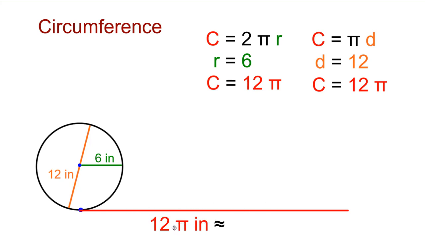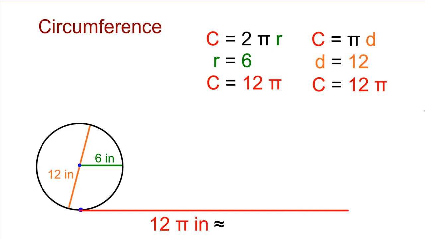Now, notice this is exact. So 12 pi, because we're not multiplying by some irrational number pi, meaning that it's a decimal that repeats indefinitely and also cannot be written as a fraction. So it's an irrational number. If we leave it as 12 pi, that's exactly the distance in all of its precision. But we might want to have more of an approximation.